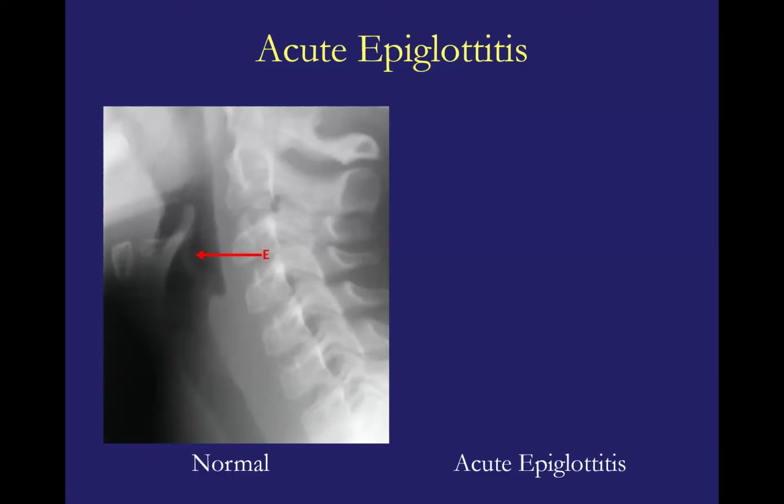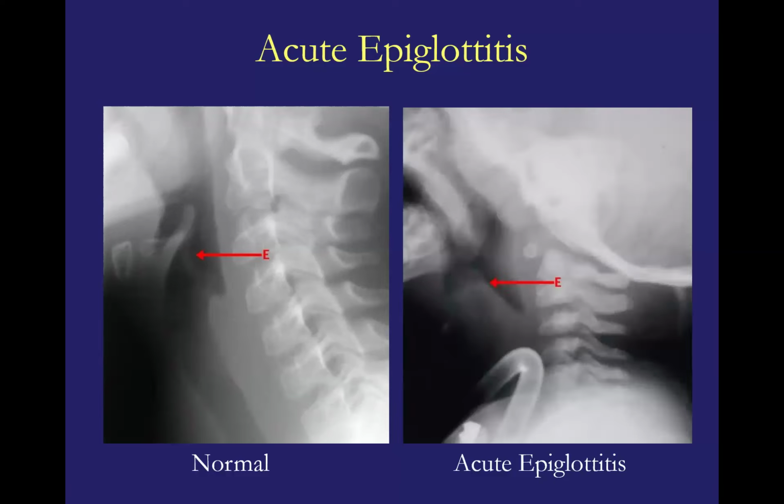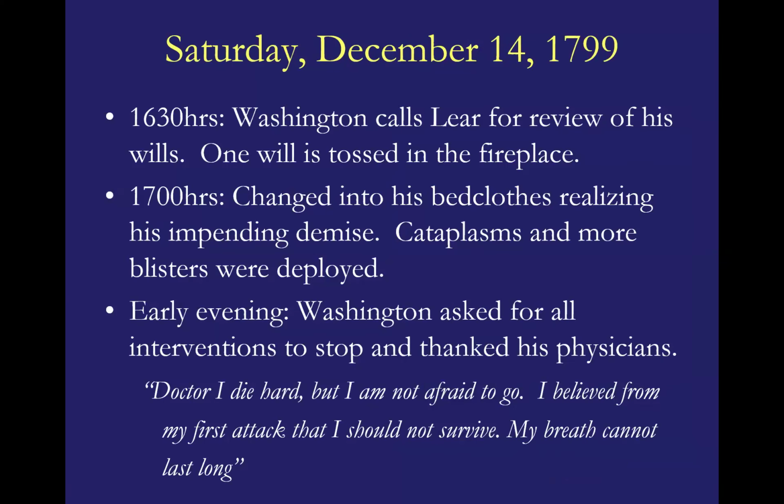So this is an x-ray on the left of a normal epiglottis. You see kind of up here on this little area. And then here is where it's inflamed and swollen, and you can see that airway is blocked at that point. Here's the airway down here. Here's the blocked area. Okay, so Washington's in trouble. And he knows he's in trouble. So later that afternoon, he calls for his secretary, Tobias Lear, to review his wills. He has at least 2 different wills, one of which is tossed into the fireplace. They keep the other one out. At about 5 o'clock, he changes into his bedclothes, realizing that he's not going to make it.